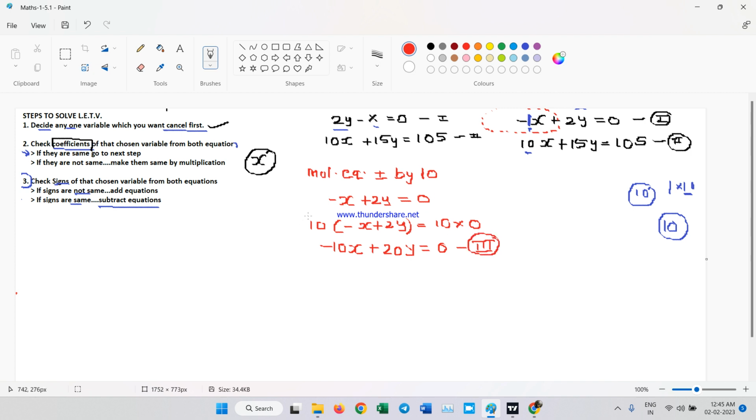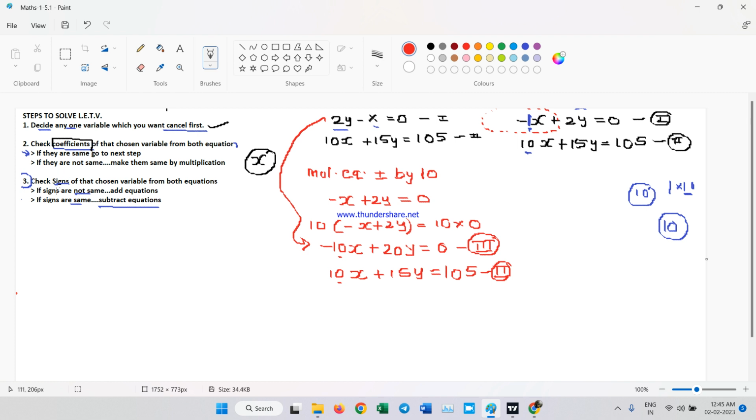Now we are going to deal with equation number 3 and equation number 2. We are not going to reconsider equation number 1. Why? Because 1 has been modified into equation number 3, so we are not going to reconsider it again. Let's go to the next step now, because the coefficients have already become the same, that is 10 and 10.